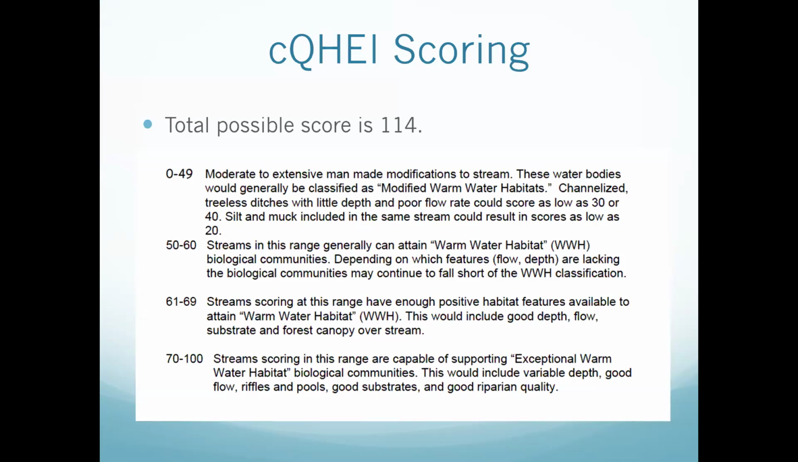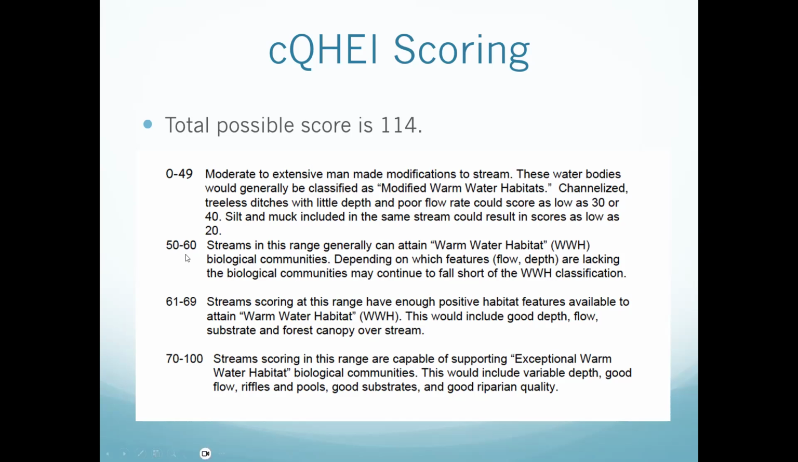Okay, so after you total up your scores from the different metrics, the total possible score is 114. And so we have these different categories. Based on all of Ed Rankin's monitoring of streams, these are the breakdowns of the different categories. So we see anywhere from 0 to 49. There's moderate to extensive man-made modifications. So these are somewhat like poor or low scoring streams.